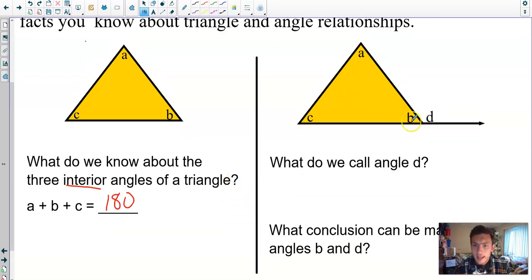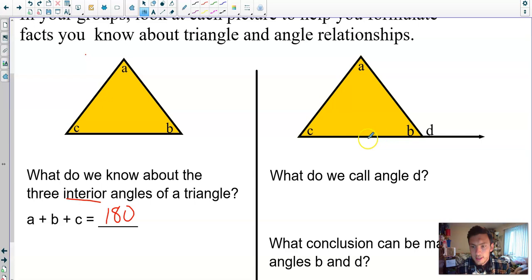Alright, so now we look at this triangle on the right. And you can see that we extended the bottom side. So it goes a little further, and that actually created this angle right here that we call D. So we have the 3 interior angles, A, B, C. Those are the 3 interior angles. So what do you think we call angle D?